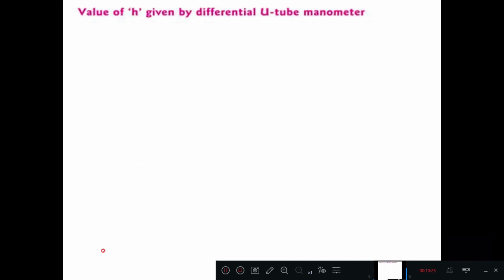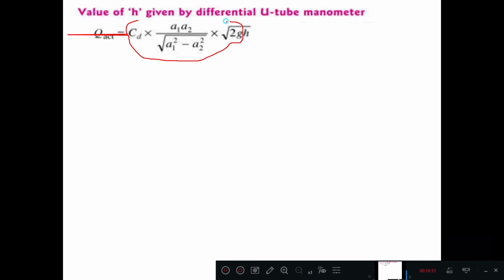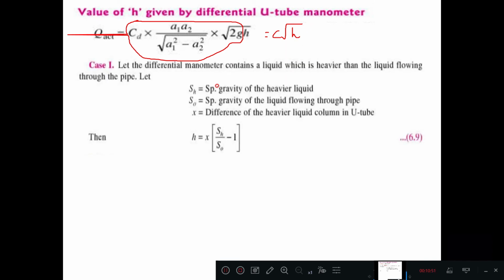Then the value of H is given by the differential U-tube manometer. Here in this equation, all these are constant terms, so this is called the Venturi constant. Here the only variable is H. So we can write C root of H, where C is the Venturi constant and H is the variable. This H can be calculated under different conditions.